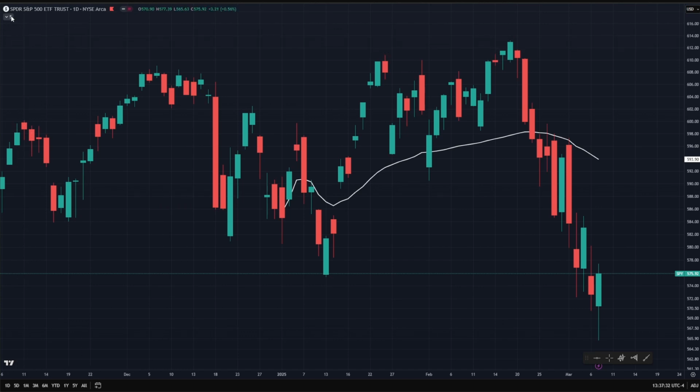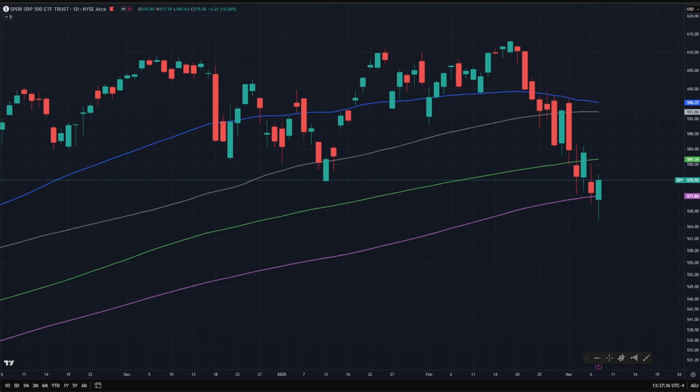The next thing I like to look at is the simple moving averages on the daily chart. I always have the same four on my screen. It's going to be the 50-day in blue, the 100-day in gray, the 150-day in green, and the 200 in purple. And we traded all the way down to the 200 moving average. And luckily it held. We held it now for 4 days.